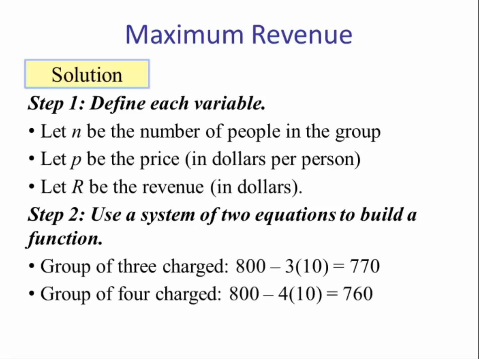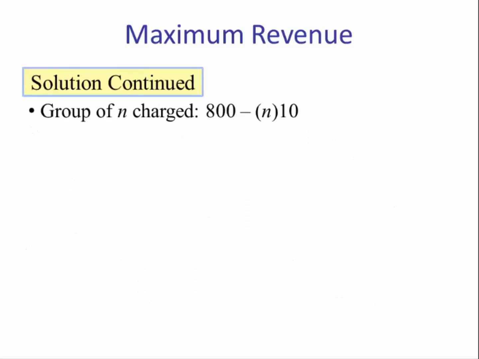So let's look at 2 numerical examples first. A group of 3 would be charged 800 minus 3 times 10, which is 770. A group of 4 would be 800 minus 4 times 10, which is 760. So now we can write an equation using this expression for price, and we would say the first equation, price equals negative 10 times n plus 800.